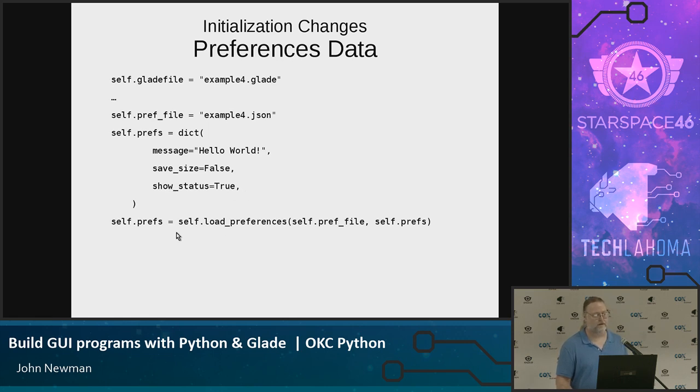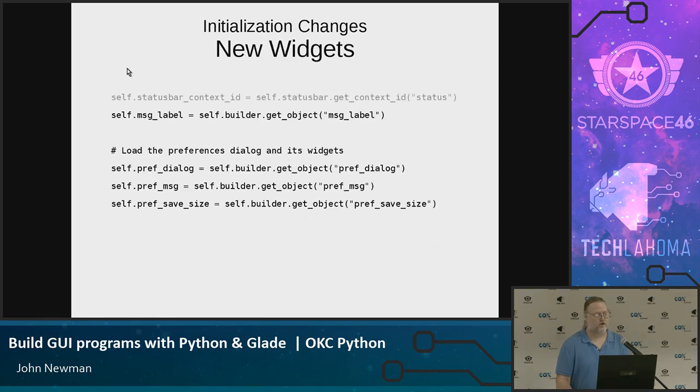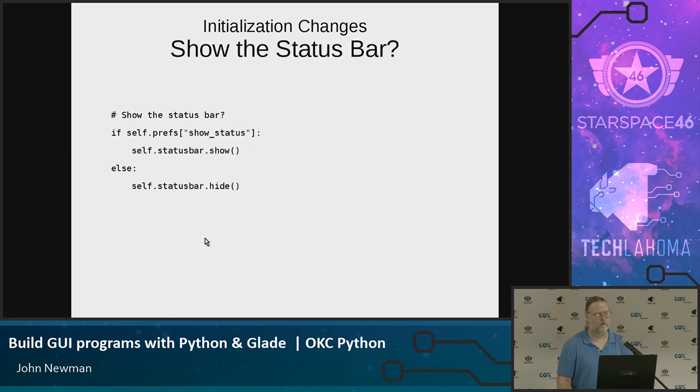And then in the function load preferences, that's how we handle pulling them off the disk. So we need more widgets. First is the label widget, so we can display messages in it. And then these are the 3 items in the dialog we need: the dialog itself, and then the 2 fields where we're going to display and retrieve data from.